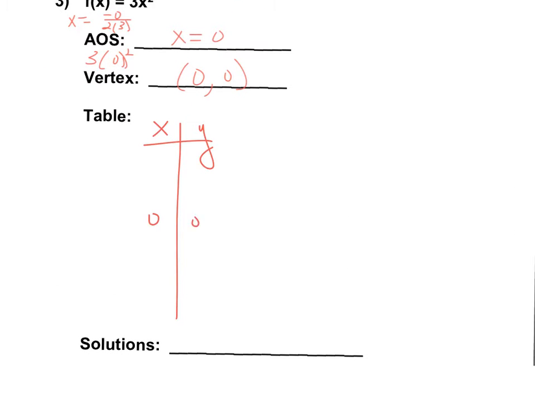So 0, 0's in the middle. I got 1, 2, and -1, -2 on the other side. So I'm just going to plug in the positives. So 3 times 1 squared. 1 squared is 1, times 3 is 3. And then 3 times 2 squared is 4, times 3 is 12. So then also go ahead and transfer it up, 3 and 12.